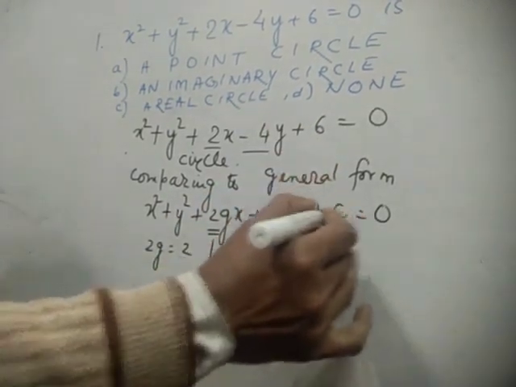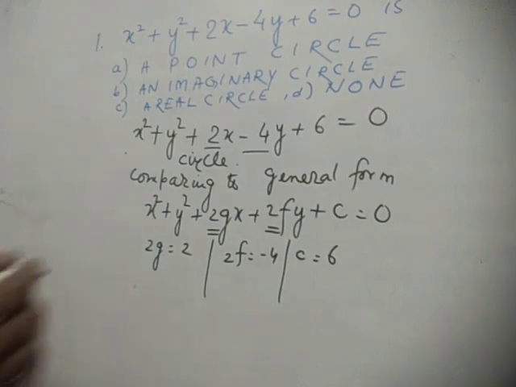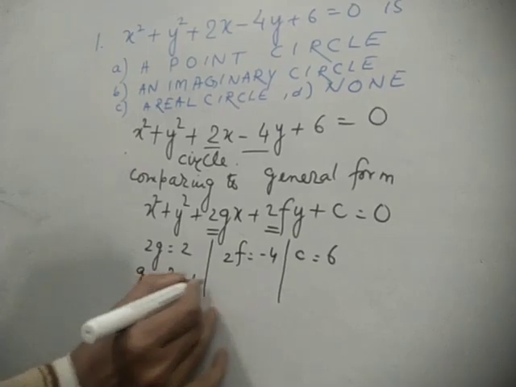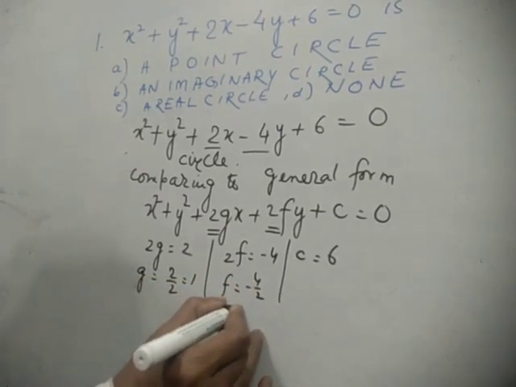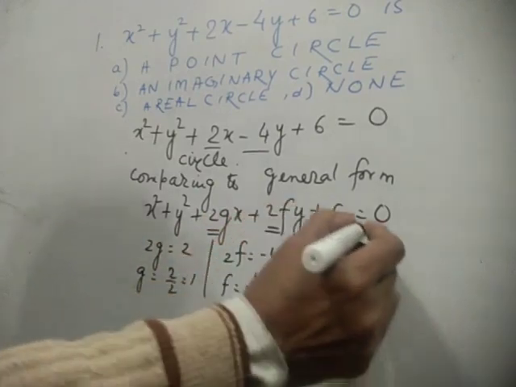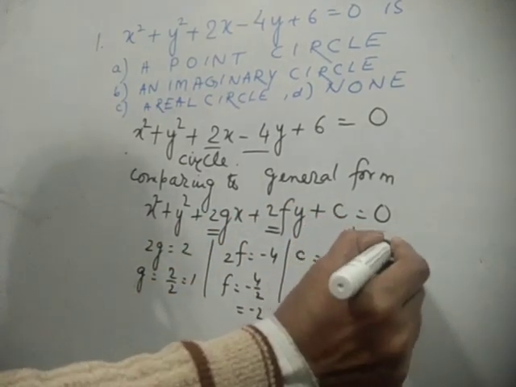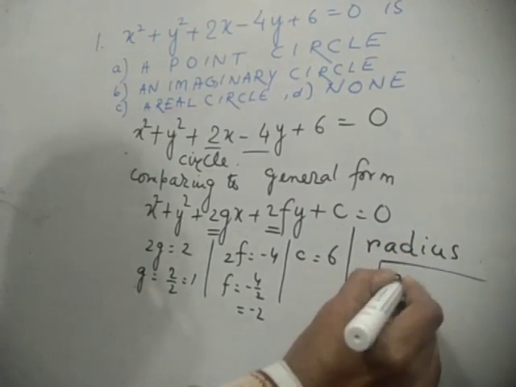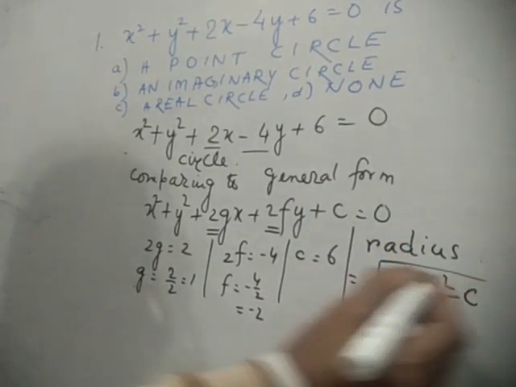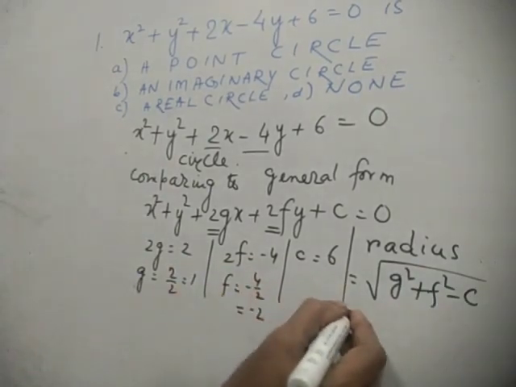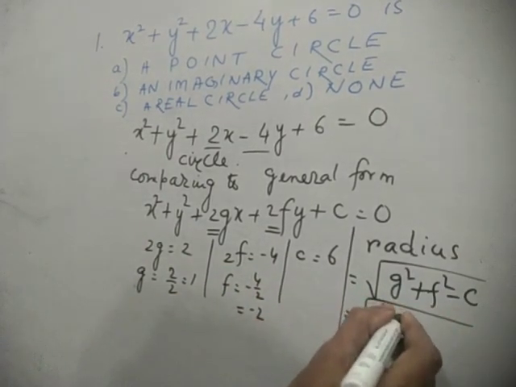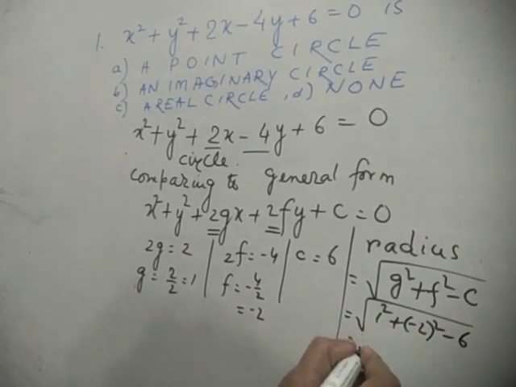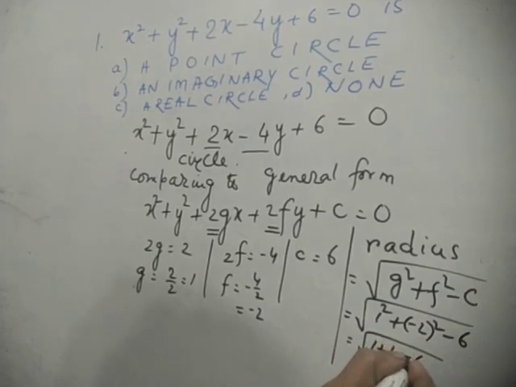Now g value we are getting is 2 by 2, so g equals to 2 by 2 equals to 1. f equals to minus 4 by 2 equals to minus 2, and c equals to 6 is given. Now we can find the radius. Radius of a circle we know is root over g square plus f square minus c. Here g square is 1 square plus minus 2 square minus 6. C value is 6, that's why minus 6.